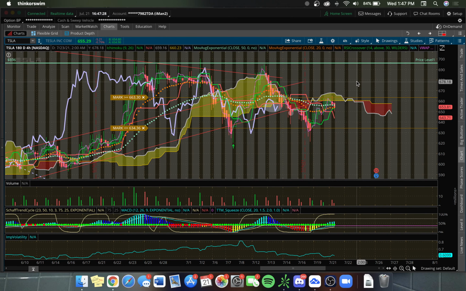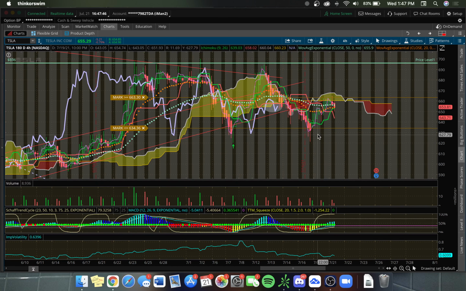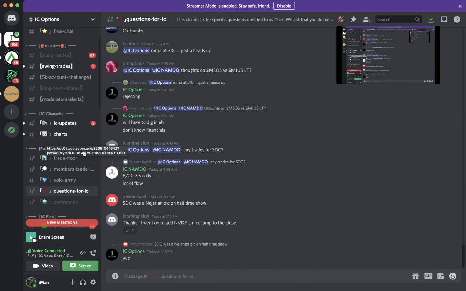Also before we go into anything, I use Thinkorswim, and the candles I use are the Heiken Ashi candles right here. So I recommend making this the Heiken Ashi candles on your charts. And if you have any questions, just talk to me or tag me in the questions.